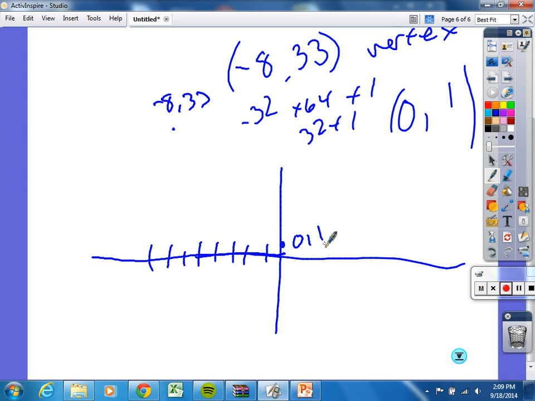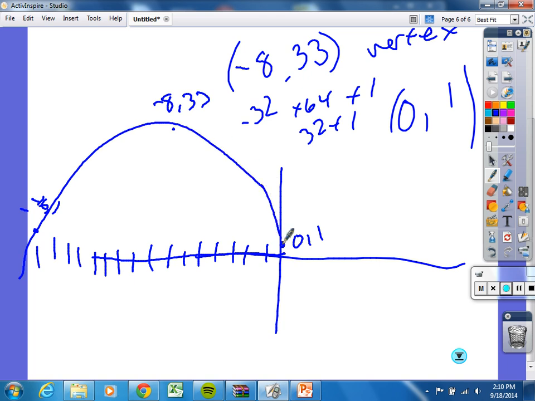So I'm using symmetry. This point is at 0, 1. My vertex, if you think, is at negative 8, 33. What's this other point over here? I'm 8 units away from the vertex, correct? Does everybody see that? So if I go another 8 this way, where am I at? Negative 16. 1, 2, 3, 4, 5, 6, 7, 8. I'll also be at 1, but that's at negative 16, comma 1. Yes, no? Does that make sense? Using symmetry? Go through your points, though.